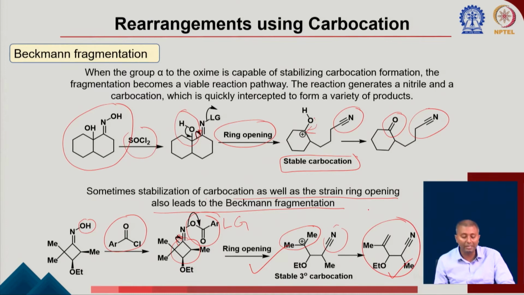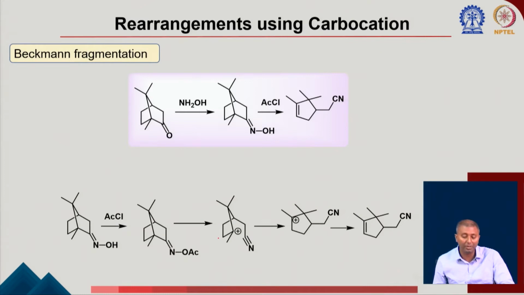So you can see here again there are 2 important factors. One is the formation of the more stable carbocation, and the second factor is the opening of this ring, so the ring strain is getting released. So let us go to the next example.